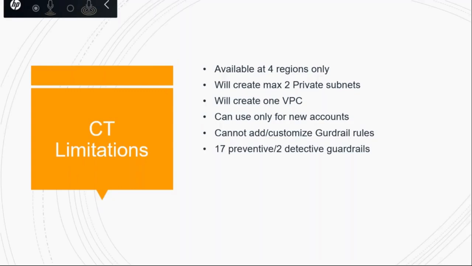They have 17 preventive and 2 detective guardrails. Preventive is where it won't allow you to change. Detective is where it will allow you to change, but it will give you an alert when you change it.